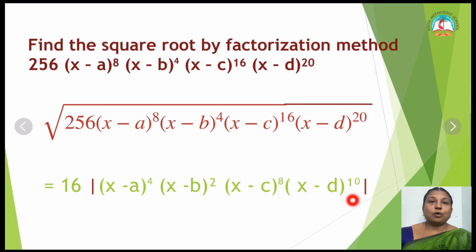So you are dividing all the powers by 2. So 8 divided by 2, 4. 4 divided by 2, 2. 16 divided by 2, 8. And 20 divided by 2, 10 you will get.